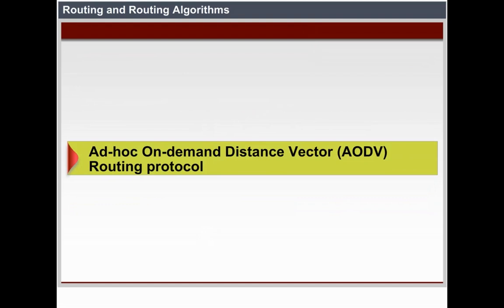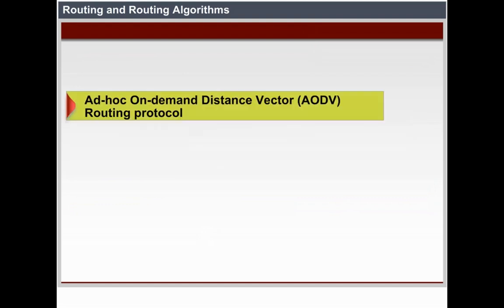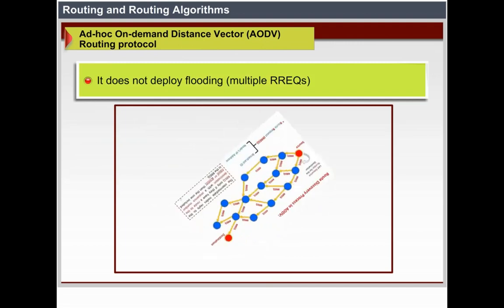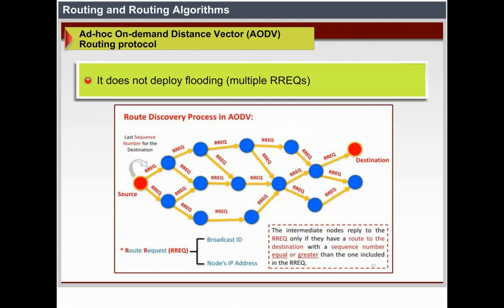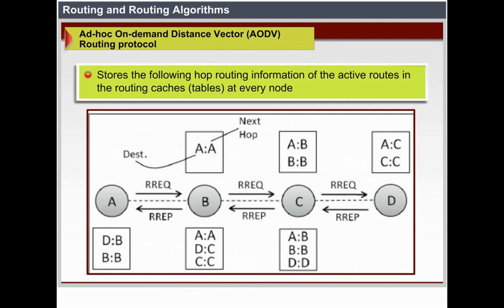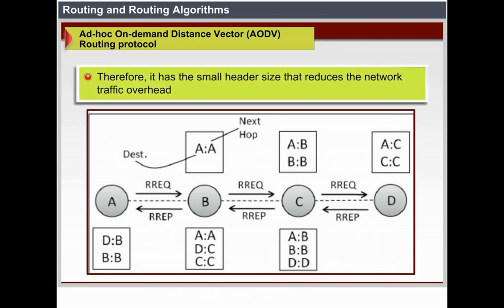Ad hoc on-demand distance vector AODV routing protocol. AODV adopts the destination sequence number technique. Does not deploy flooding multiple RREQs. Stores the next hop routing information of the active routes in the routing caches tables at each node. Therefore, has small header size and thus reduces the network traffic overhead.